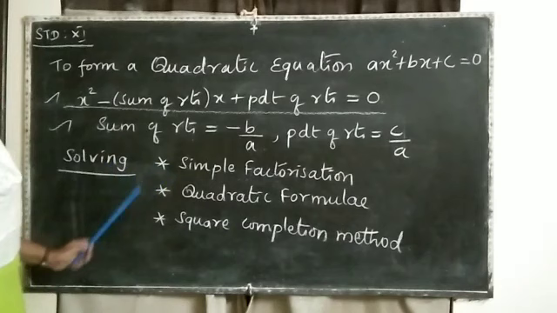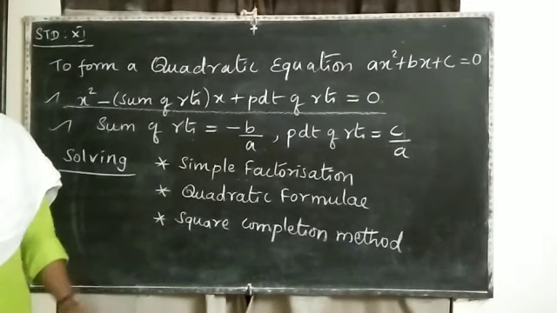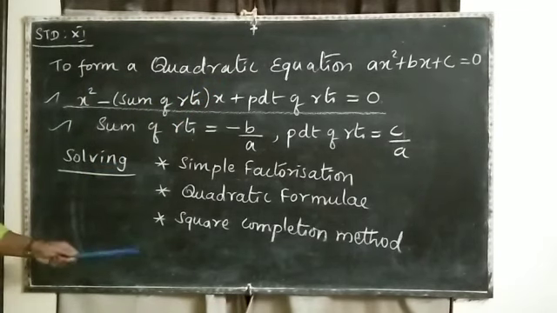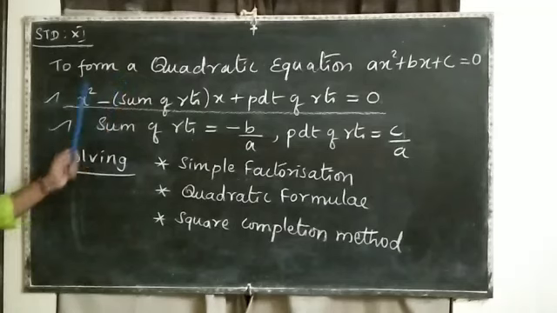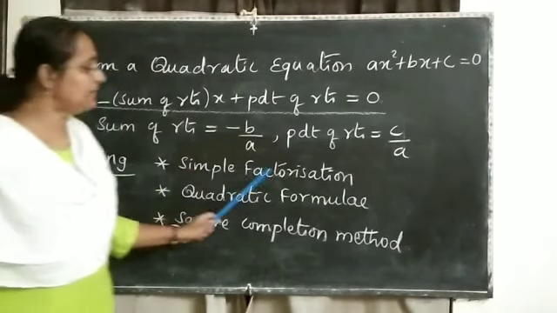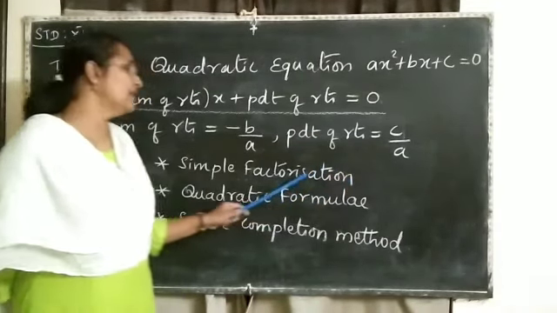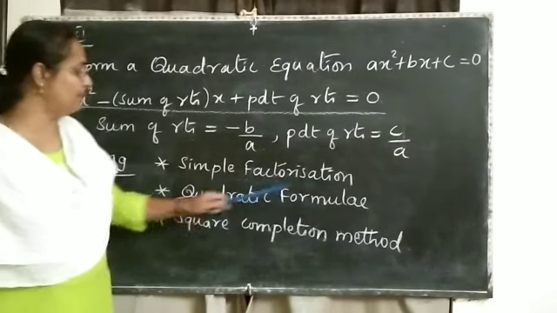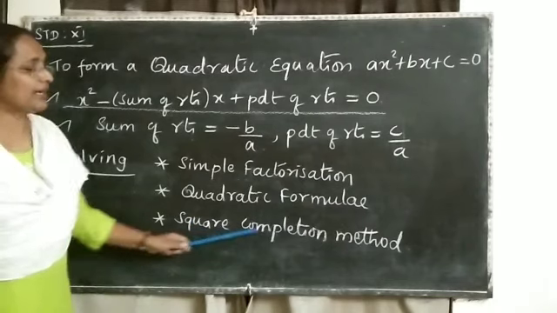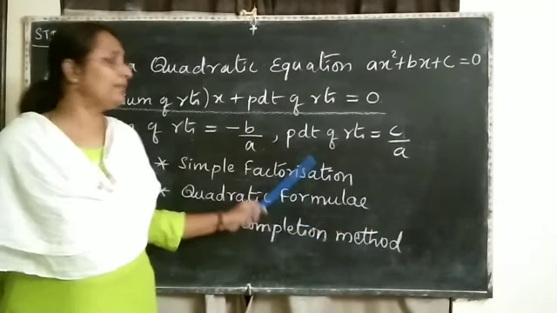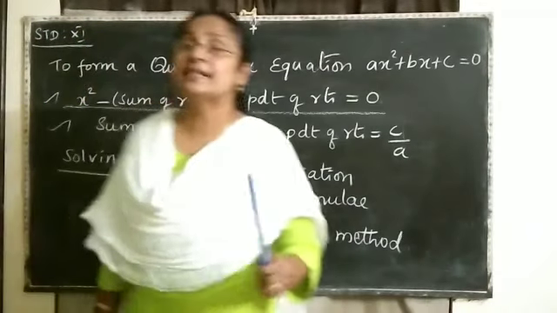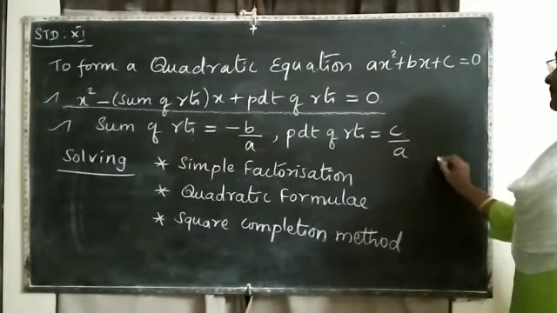Okay, thoroughly. Now one more thing we are going to discuss under this exercise is solving the quadratic equation. We know that there are different forms of solving quadratic equation. The first one is simple factorization, the second one is using the quadratic formula, and the third one is the square completion method. Do you remember all these three things? Now what is meant by simple factorization? Simple factorization, we will split the numbers.